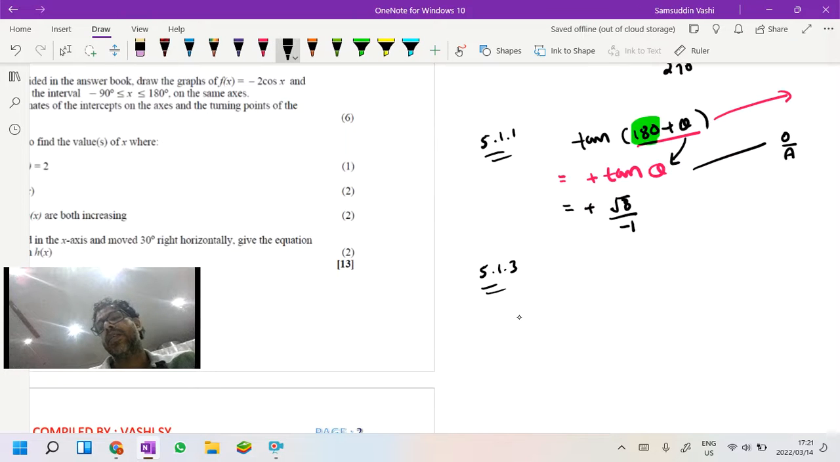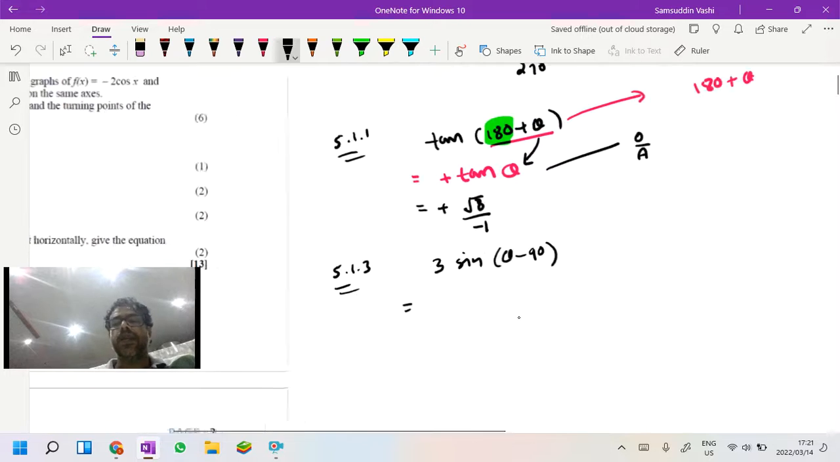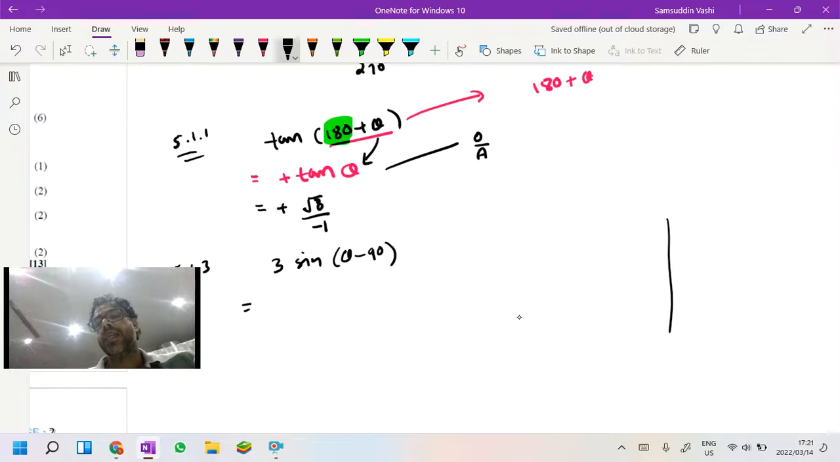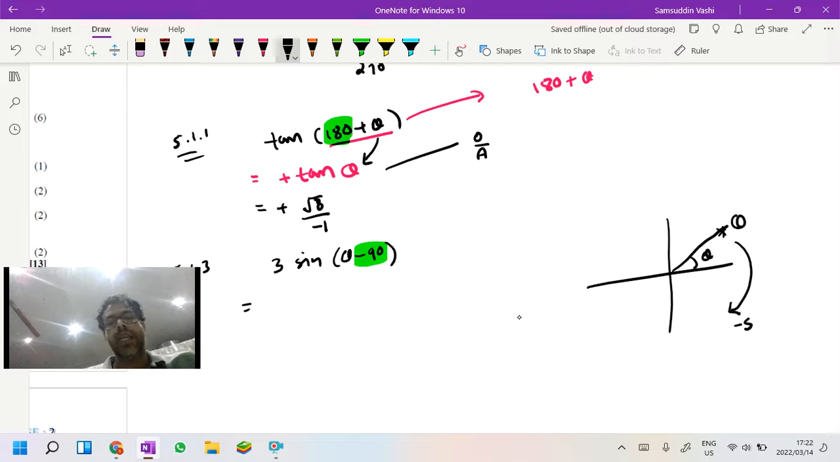5.1.2. It says 3 sine theta minus 90. Okay, so if I look at this one, that's my right angle Cartesian plane. Theta is in the first quarter, and they are telling me from that theta I will go negative 90 degrees. Negative 90 degrees is nothing but going back one quarter. When I move back one quarter, 90 degrees, sine is going to be negative.